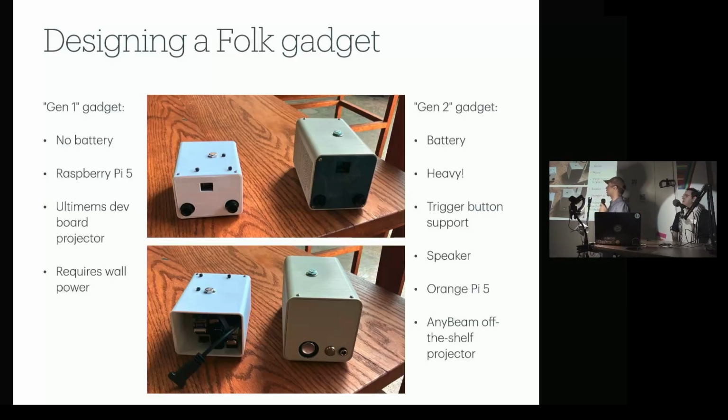It needs wall power. It's kind of smaller than the big one. The new one has a battery, which is kind of great because you can walk around a room, point it at things, and take it to the cafe without them yelling at you for bringing a 20-foot extension cord. It's kind of heavy. It has a trigger button, which is also nice. I'll talk about that when we talk about the QR stuff, so I can trigger.